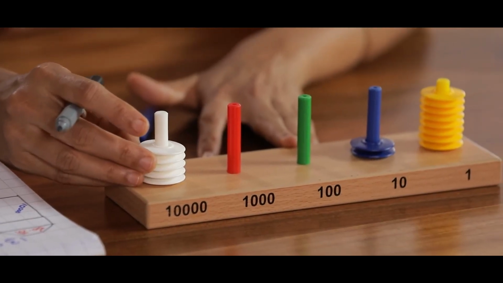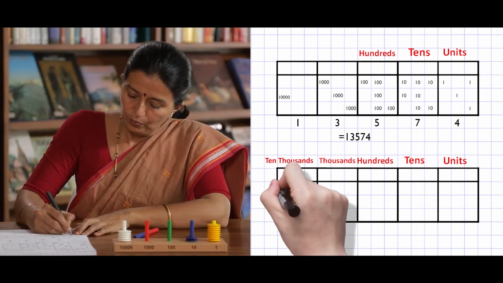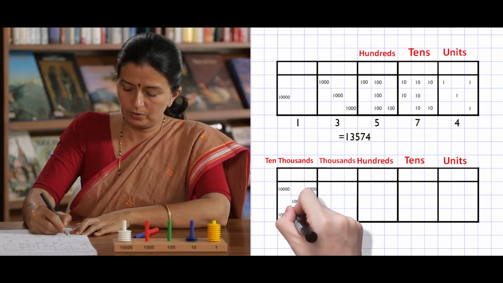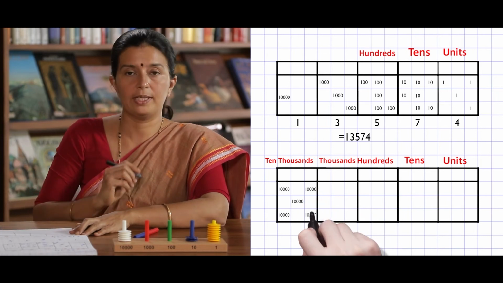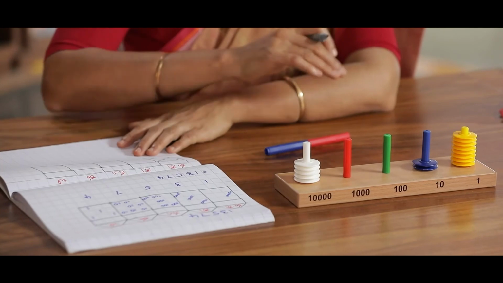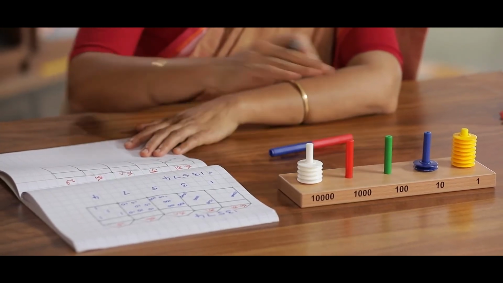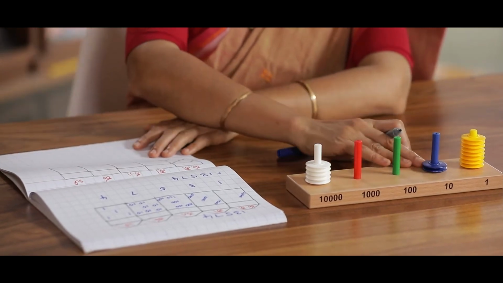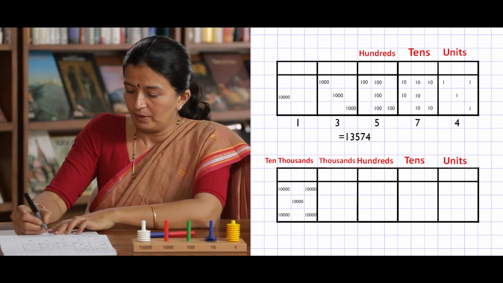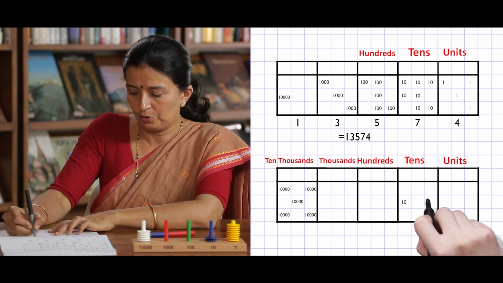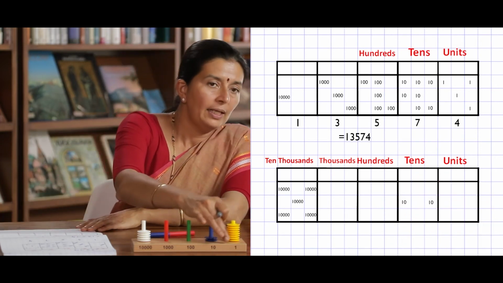1, 2, 3, 4, 5. Right? 5 10,000s are here. How many in thousands place? There is nothing, right? Let us not write anything. Hundreds place also has nothing. Nothing to write. Tens place has 2 tens, right? Units place? 8 units, right? So, 8 units.